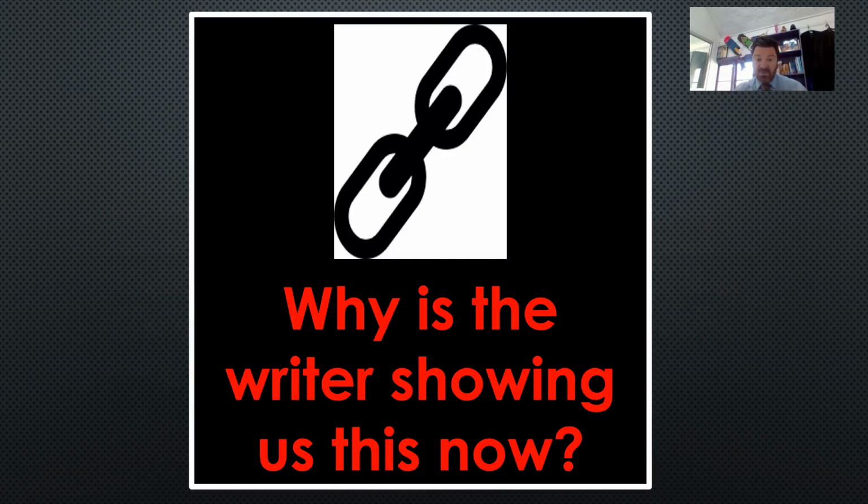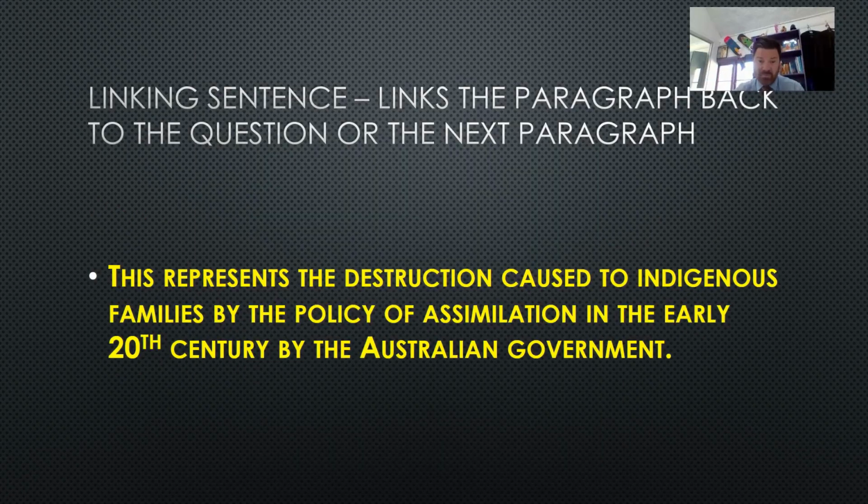Okay, so why is the writer showing us this now? And then we're linking back. So we're linking back actually to the start of the paragraph and to the question itself. This represents the destruction caused to Indigenous families by the policy of assimilation in the early 20th century by the Australian government.